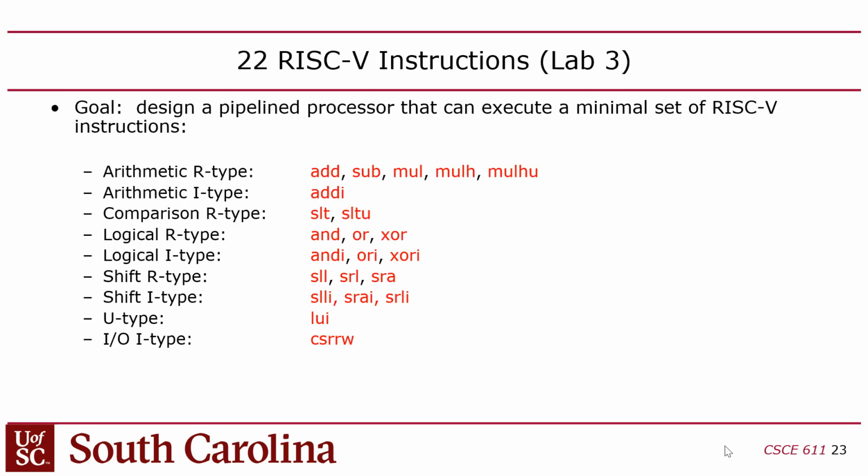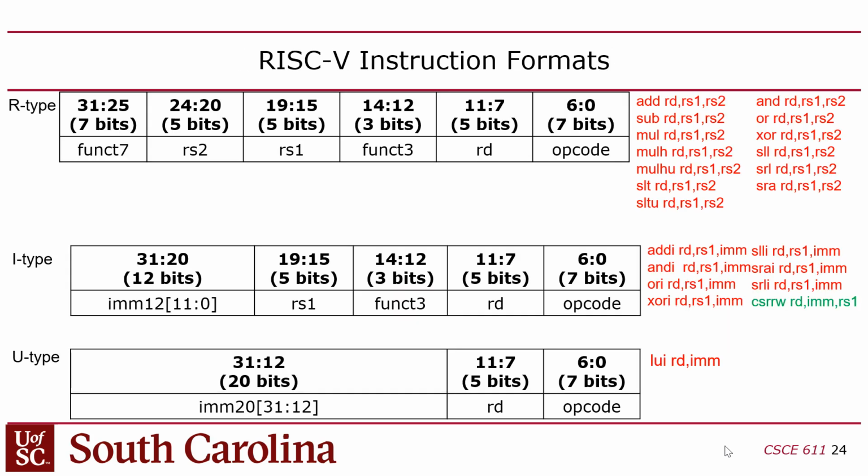Oh, by the way, just want to call this out. Notice that there's no jump or branches in here. That's intentional, right? Okay, so R-type, I-type, and U-type. The R-type is going to cover 1, 2, 3, 4, 5, 6, 7, 8, 9, 10, 11, 12, 13 of the 22 instructions that you're going to implement. They are going to fall into the R-type category.